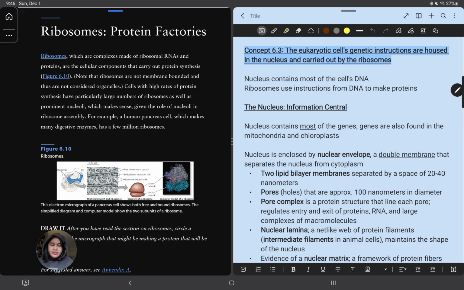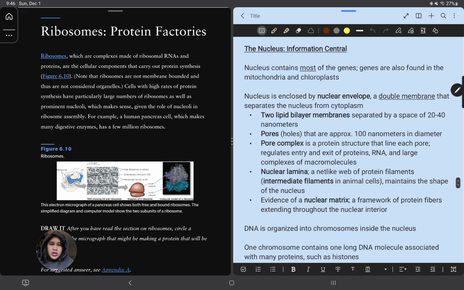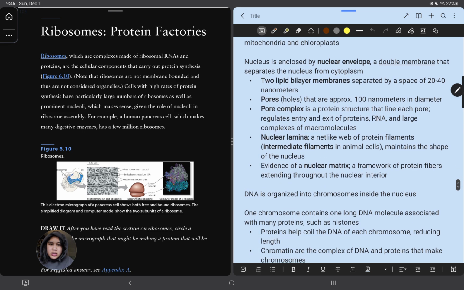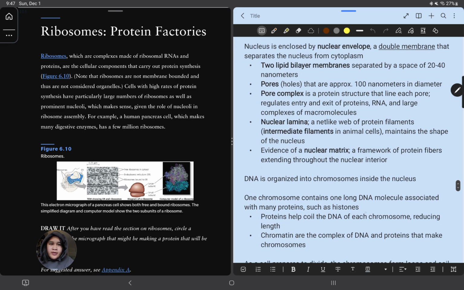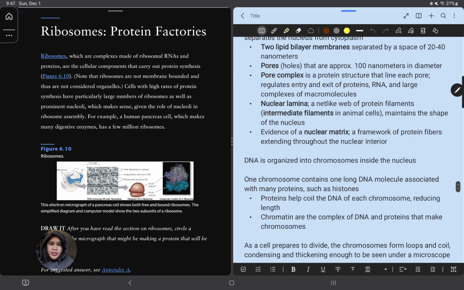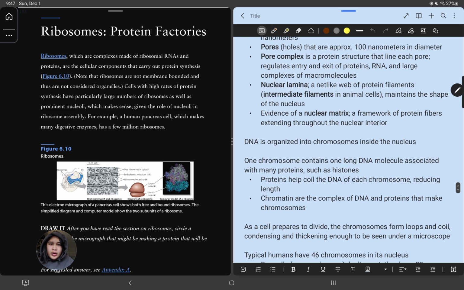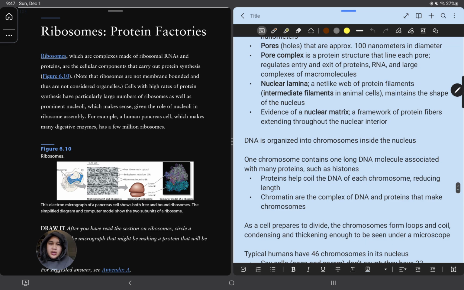So, for my notes here, I wrote, nucleus contains most of the genes. Genes are also found in mitochondria and chloroplasts. Nucleus is enclosed by a nuclear envelope, a double membrane that separates the nucleus from cytoplasm. 2 lipid bilayer membranes separated by a space of 20 to 40 nanometers. Pores, or holes, within the structure, that are approximately 100 nanometers in diameter.